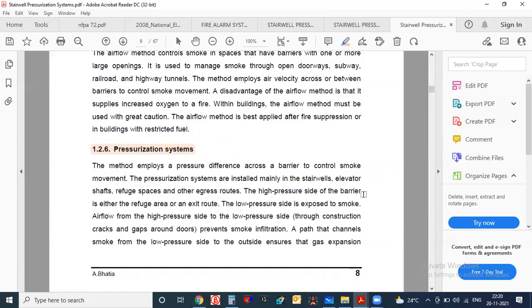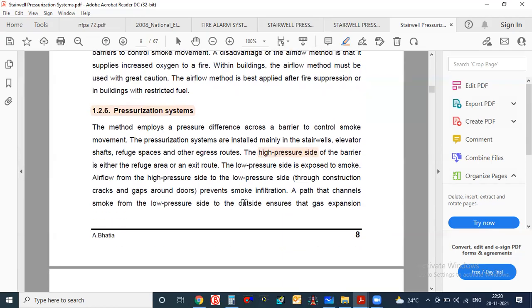The high pressure side of the barrier is either the refuge area or the exit route. So high pressure obviously means the positive pressure. The low pressure side is exposed to smoke. So obviously this low pressure is the one which is outside of our exit doors, that means corridor areas or the lift lobby areas. Airflow goes from the high pressure to the low pressure through construction cracks and gaps around the door.